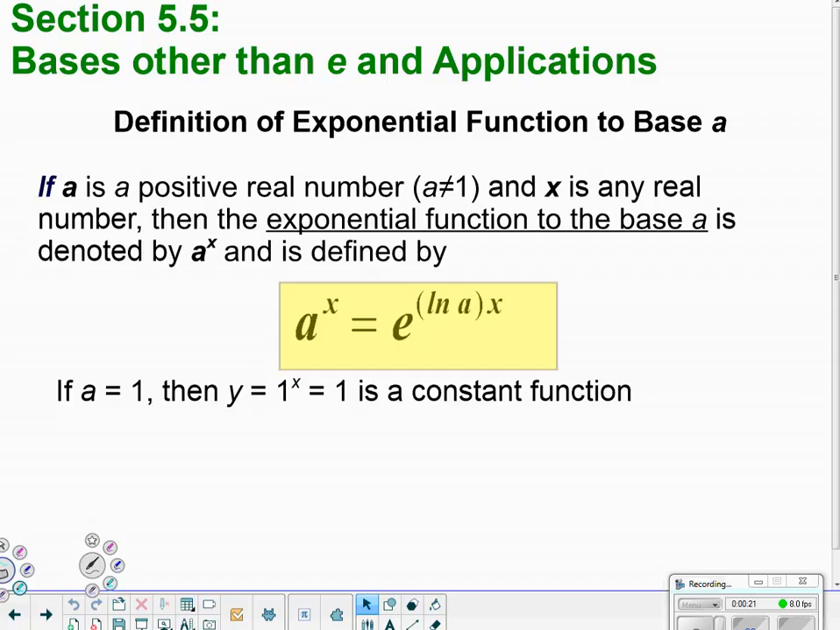So the definition of an exponential function to a base a is shown here as a of x is equal to e to the natural log a multiplied by x. We know that this ends up washing away, and I would get that this is a raised to the x. Okay, so if a equals 1, then y equals 1 to the x is equal to 1, a constant function. Yeah, we know that.